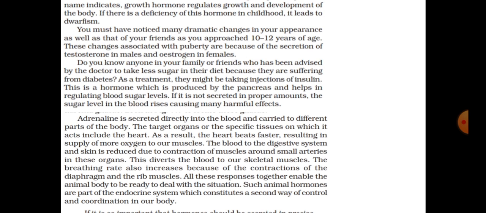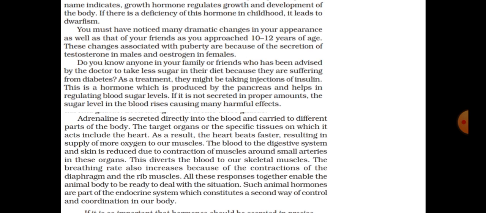Adrenaline is secreted directly into the blood and carried to different parts of the body. The target organs or the specific tissues on which it acts include the heart. As a result, the heart beats faster, resulting in supply of more oxygen to our muscles. The blood to the digestive system and skin is reduced due to contraction of muscles around small arteries in these organs. This diverts the blood to our skeletal muscles. The breathing rate also increases because of the contractions of the diaphragm and the rib muscles. All these responses together enable the animal body to be ready to deal with the situation.